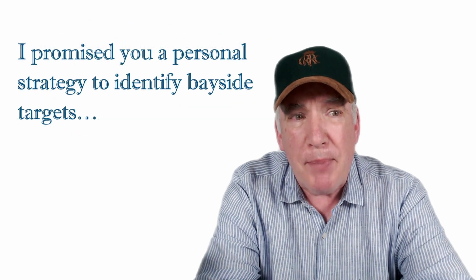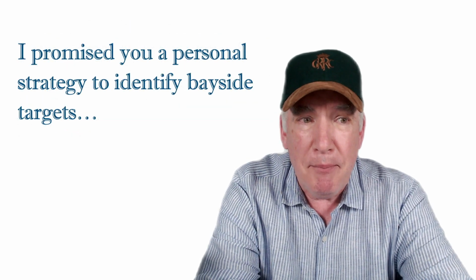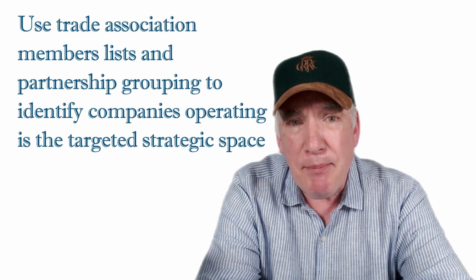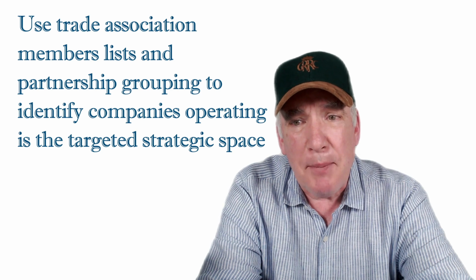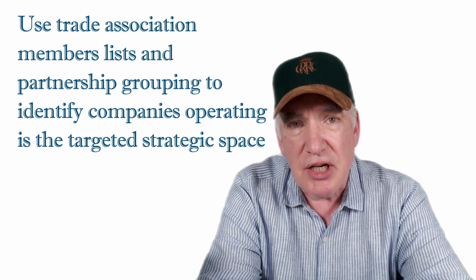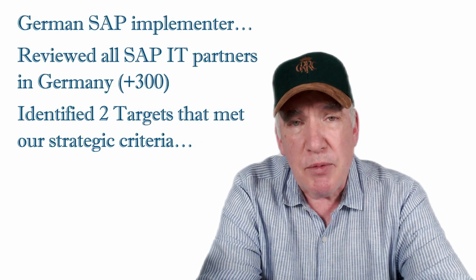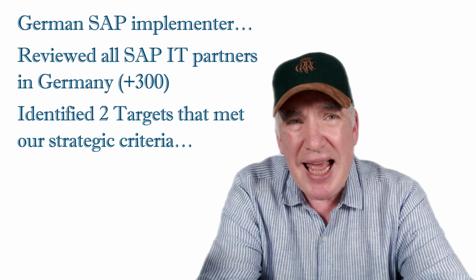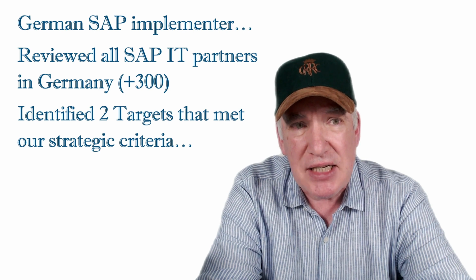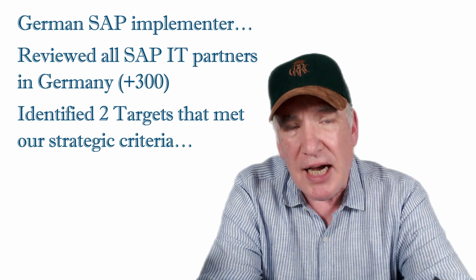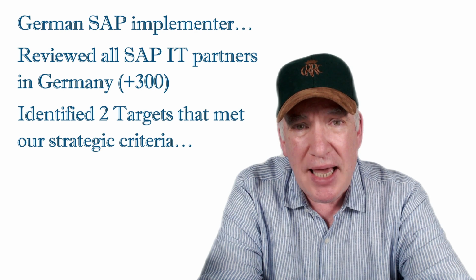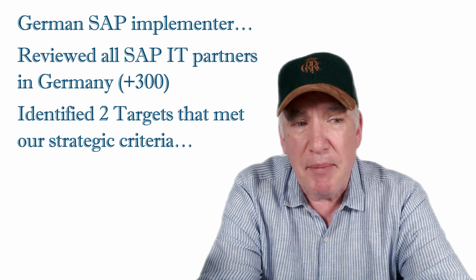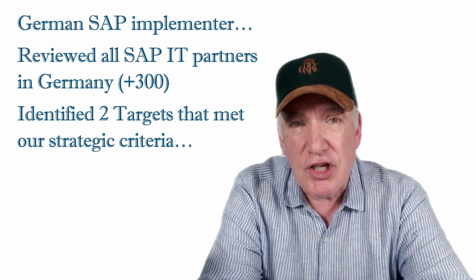Now, I promised you a personal strategy to identify buy-side targets. Use trade association member lists and partnership groupings to identify companies operating in the targeted strategic space. Now, I'll give you an example. I was working for a UK company. They wanted to acquire a German SAP implementation company, an IT services company. So I looked at all the IT services partners of SAP in Germany, and there were more than 300 of them. From that, I identified 2 targets that met our strategic criteria, and we actually ended up buying one of them.